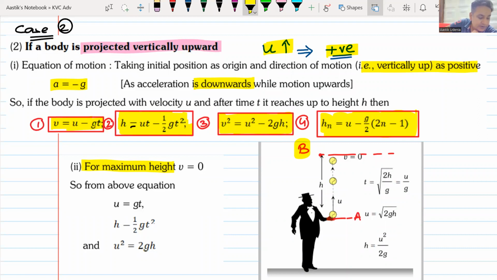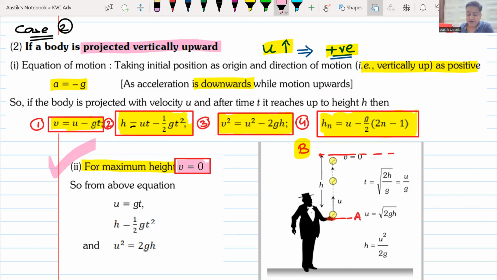What happens at the highest point, my dear friends? Tell me. It does not go any further up. Why does it not go any further up? What happens at the highest point? Kaushik, tell me. What happens at the highest point? Point B. Yes, the velocity becomes zero, my dear friends, because if the velocity does not become zero, it will go further ahead.